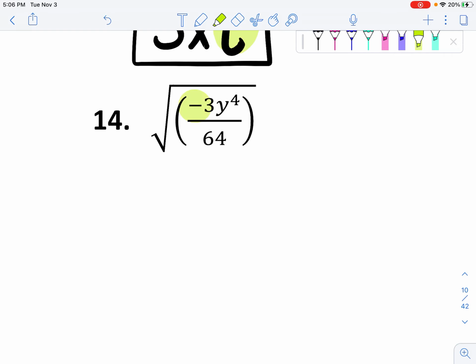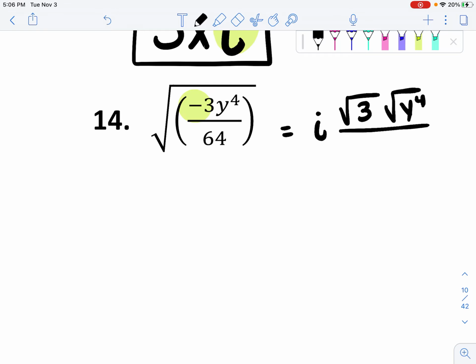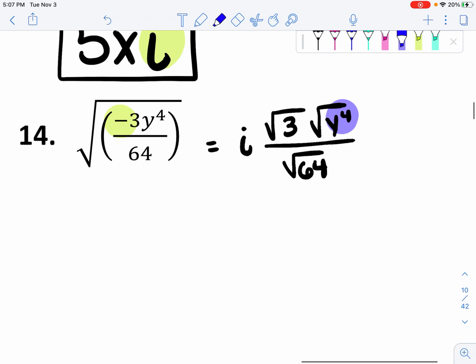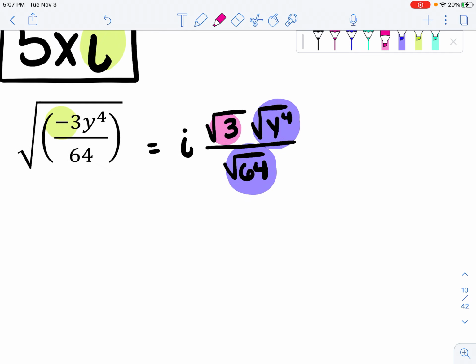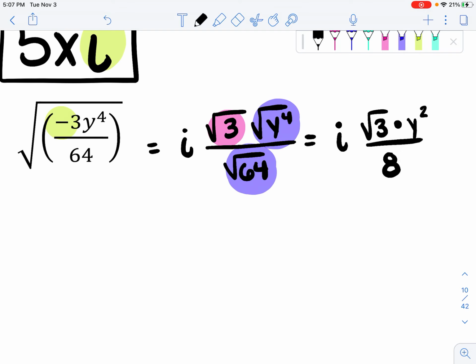Number 34. Well, first up, I've got the negative. That's giving me an i. In the numerator, I've got a square root of 3 and then the square root of y to the fourth. In the denominator, I've got the square root of 64. Good news, we've got y to the fourth, which is a perfect square because it's an even exponent. And I've got 64, which is a perfect square because that's 8 times 8. So I've only got that 3 that's going to be trapped. So I can rewrite this as i, and then the square root of 3 times y squared over 8.